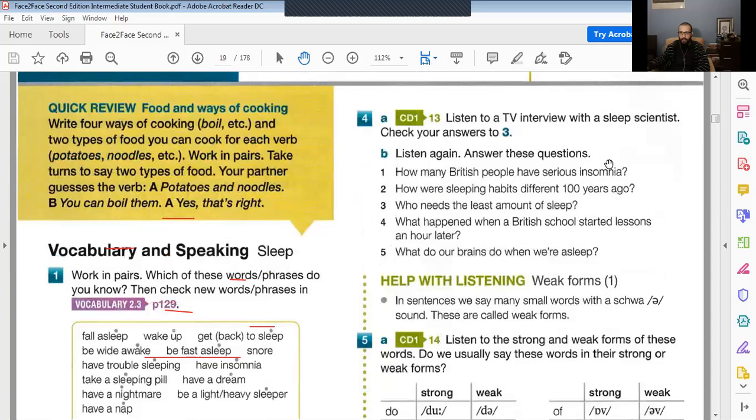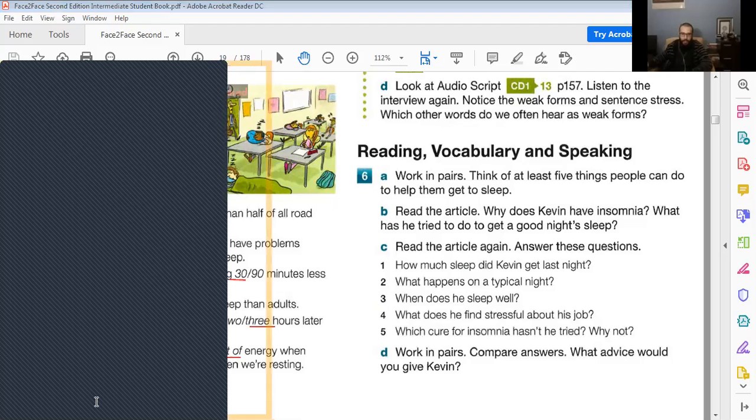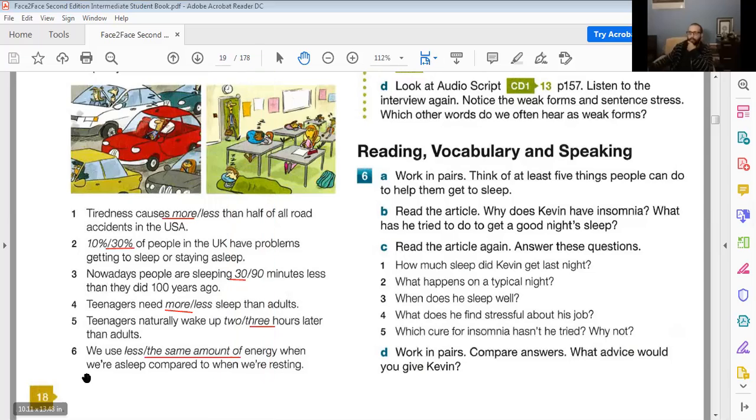It's a TV interview with a sleep scientist, okay? So we're going to hear a TV interview with a sleep scientist, an expert on sleep, and he or she will tell us all about this so we can check our answers. So let's find out. Track 13, CD1, track 13.